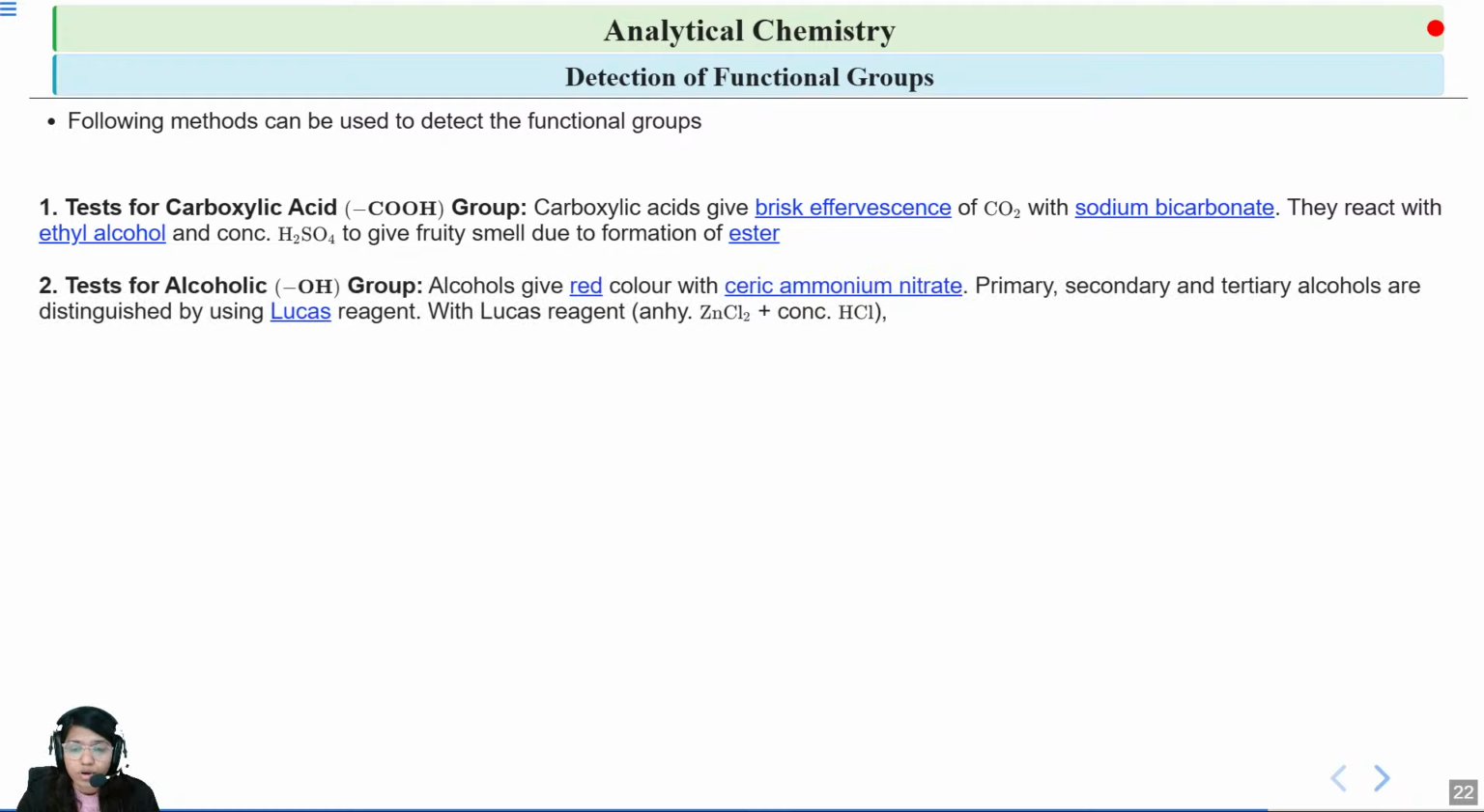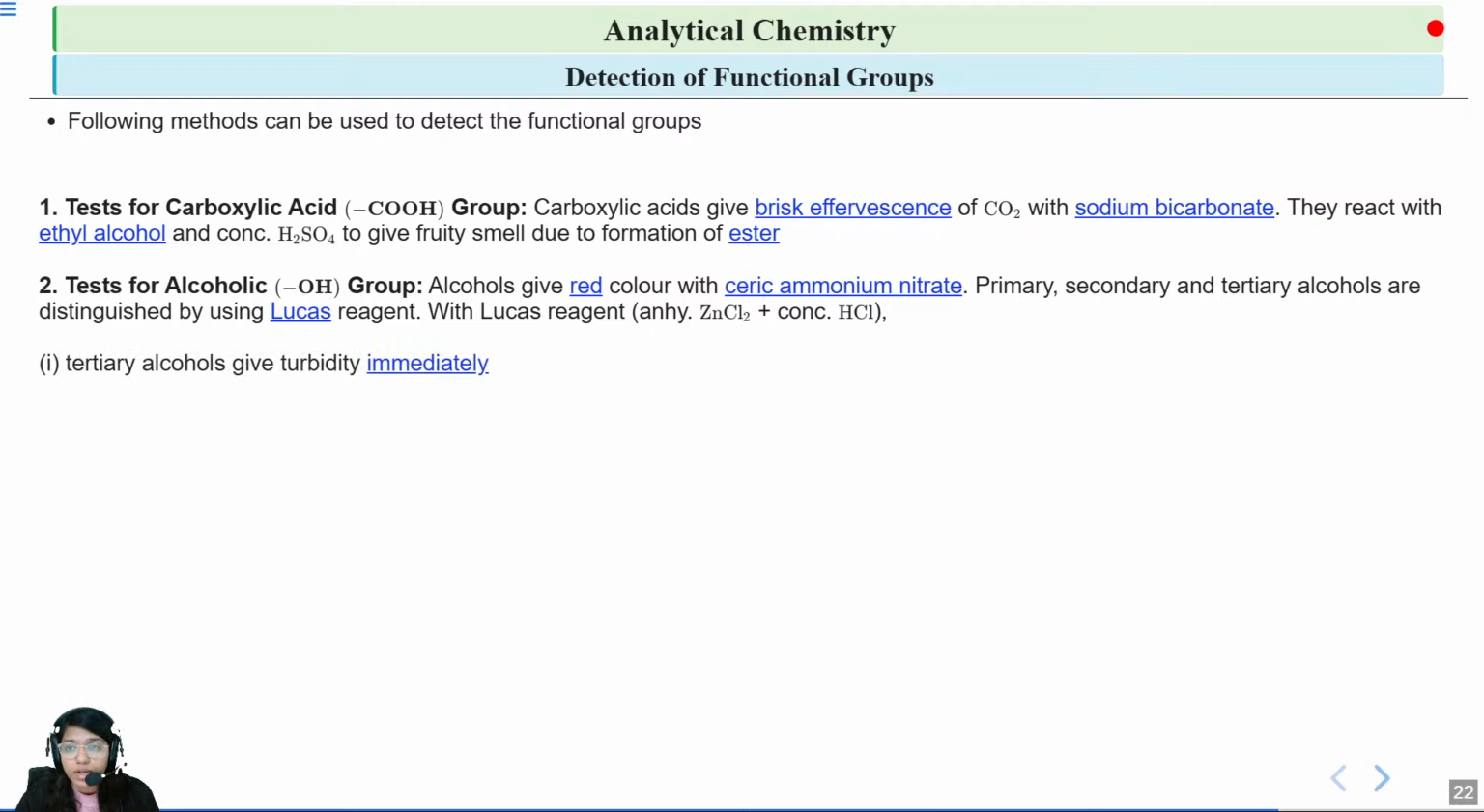Now let's see the test for the alcoholic group, OH group. To test for the presence of the alcoholic group, ceric ammonium nitrate, CAN, is used, which turns red in the presence of alcohols. And to differentiate between primary, secondary, and tertiary alcohols, Lucas reagent, which is a mixture of anhydrous ZnCl2 and concentrated HCl, is employed.